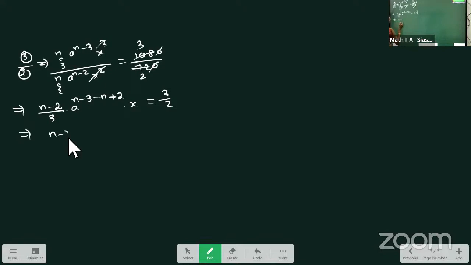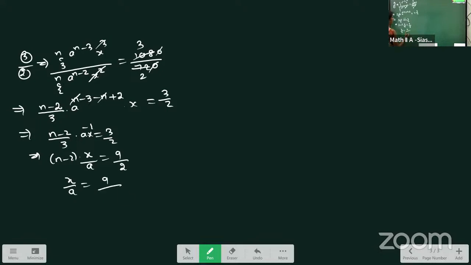(n minus 2) by 3, n cancels. a to the power minus 1 into x is equal to 3 by 2. Cross multiply 3, (n minus 2) into, write a to the power minus 1 in the denominator, is equal to 9 by 2. So here again x by a value we got as 9 by 2 into (n minus 1). Take this as equation 5.